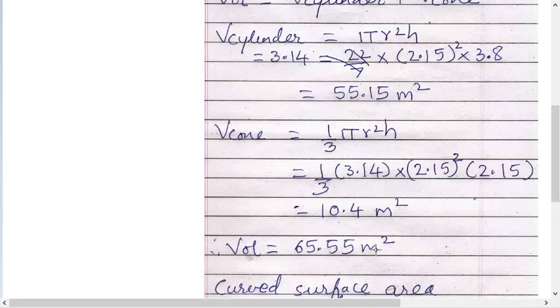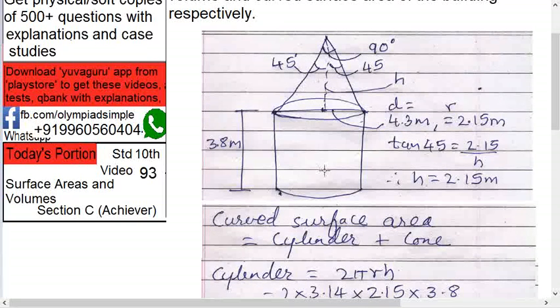Volume is 65.5 square meters. Here in the exam, if the volumes are given in only pi, then you need not put the value of 3.14 or even 22/7. Keep it pi only and then find the value. Okay. Next is curved surface area.